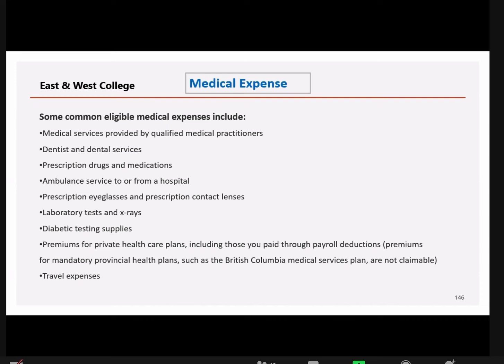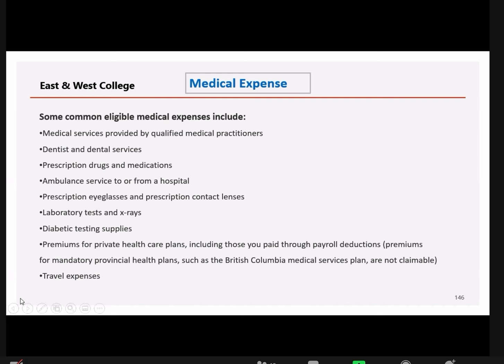Like Sun Life, that insurance you paid, are the medical expenses qualified or not? It's qualified. Yes, it's your private health care. It's called a private health care plan. So the premium you paid for this one is included in medical expenses.